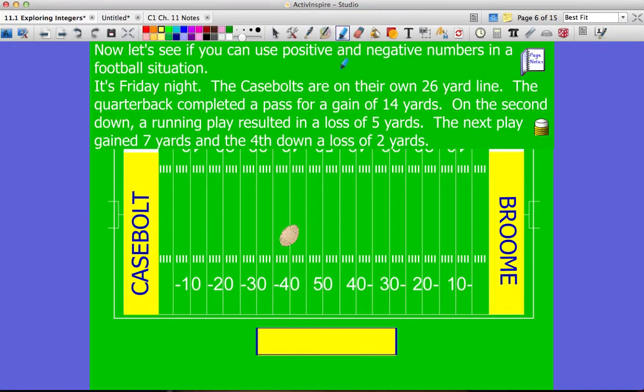So we're going to look for some key terms here and how we would represent these numbers. A gain of 14 yards tells us that that's a positive number. A loss of 5 yards is a negative number. So anywhere you talk about gain, it means positive, and anywhere we talk about a loss, it means negative. So in this case, to represent these numbers, we would have a positive 14, which you do not need the positive symbol in front of it.